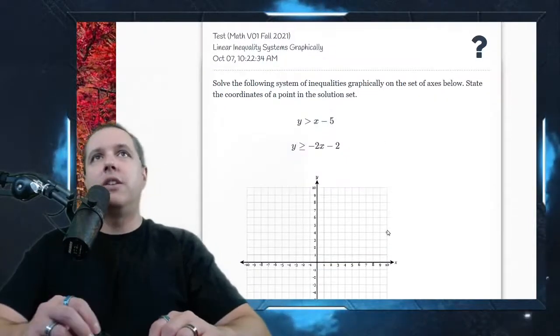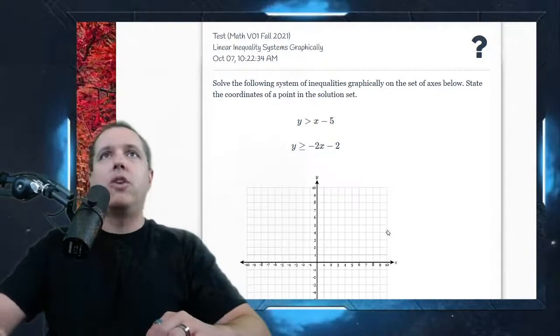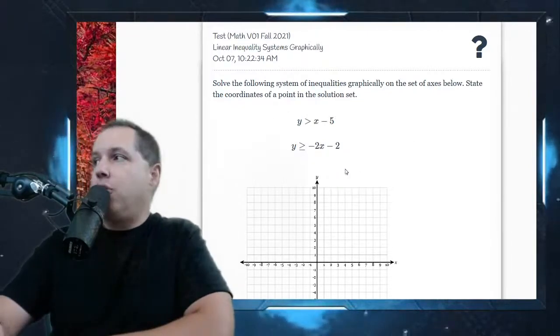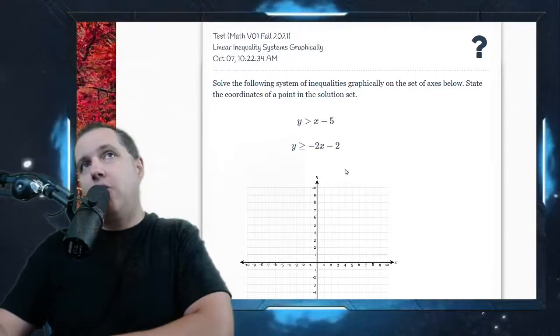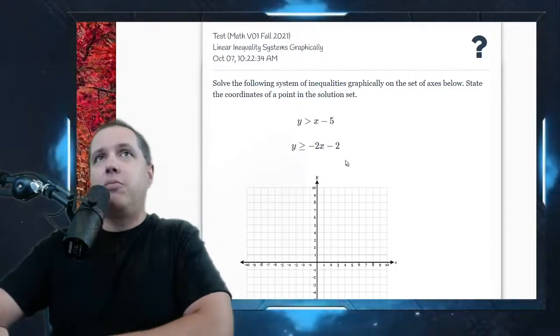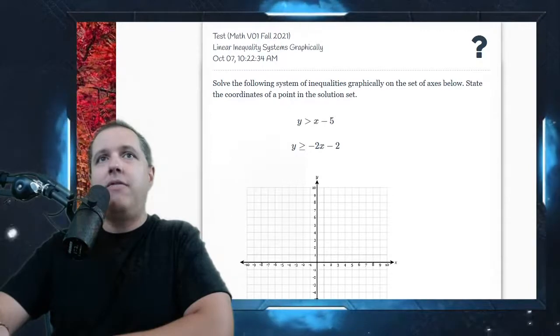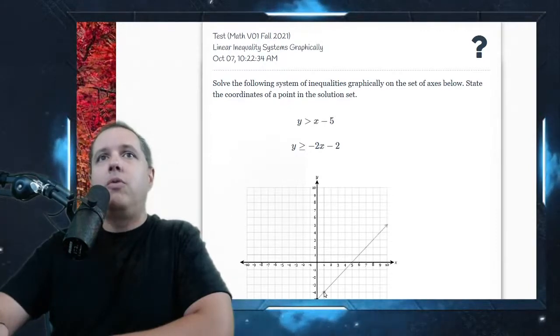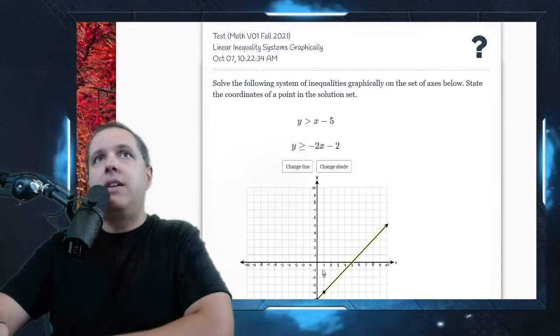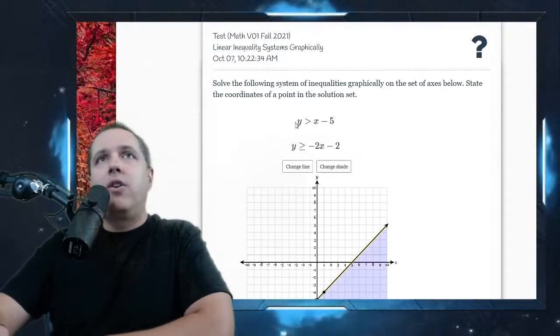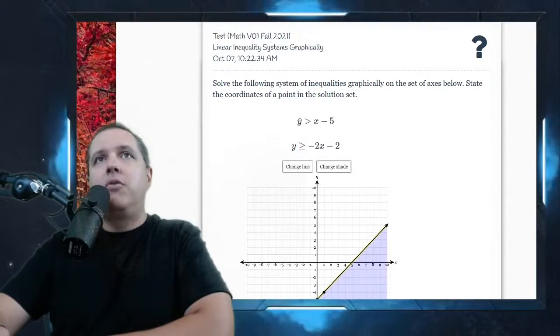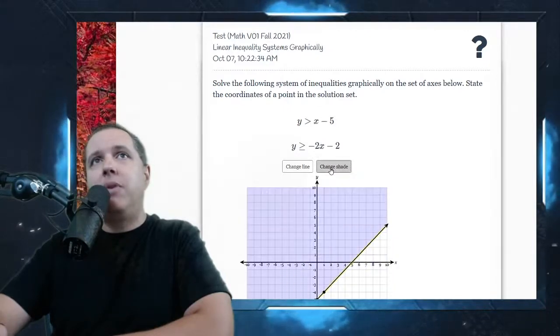Okay, so solve the system of inequalities graphically on the set of axes below. Okay. They're putting it in slope-intercept form for you. So hopefully you're comfortable with all that slope-intercept stuff that you can put this together pretty quickly to say, okay, so that would be at -5. Slope of 1 would be that. And then I want to shade a side. Let's see. Let's figure out which one would put in here. If I put in 0, 0, I'd get 0 is greater than 0 minus 5. That's true. So we want to see how I'm changing the shaded side by this button right here.